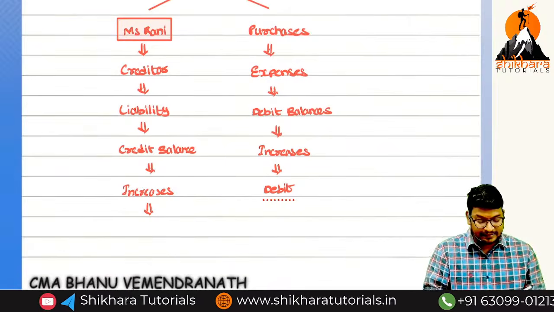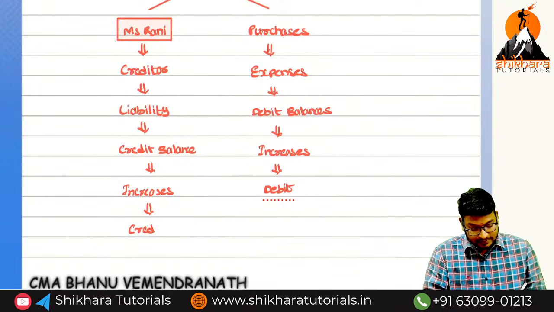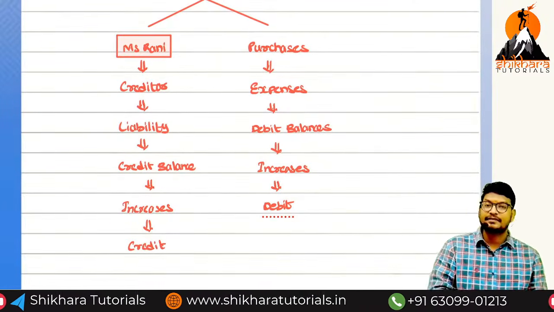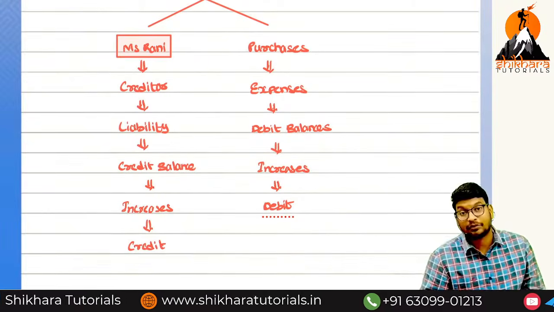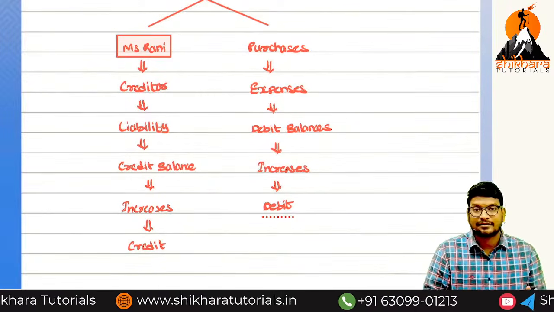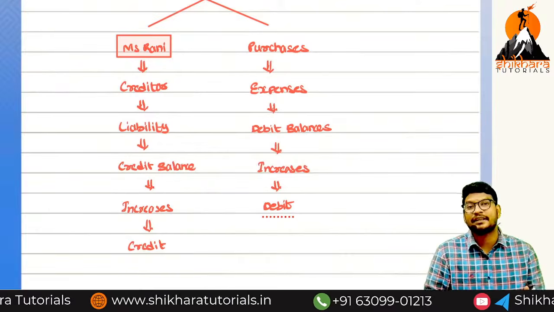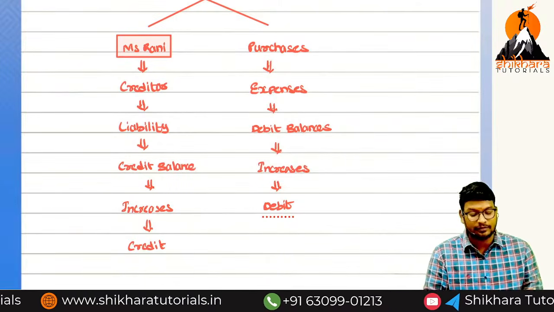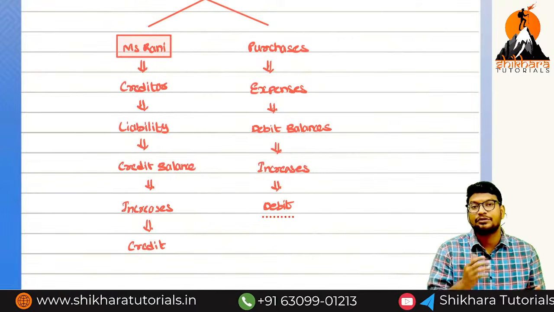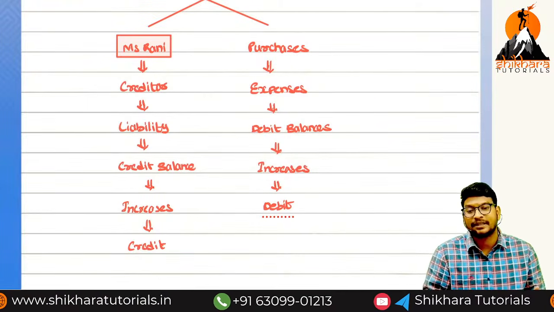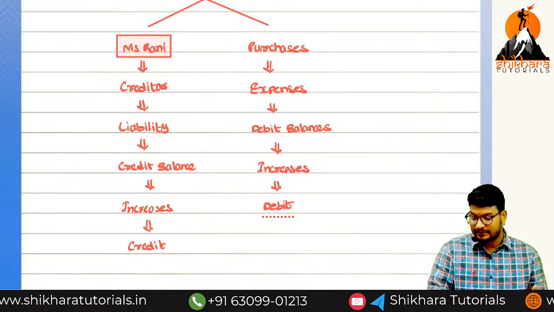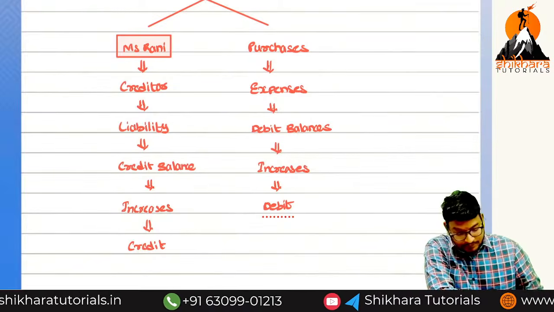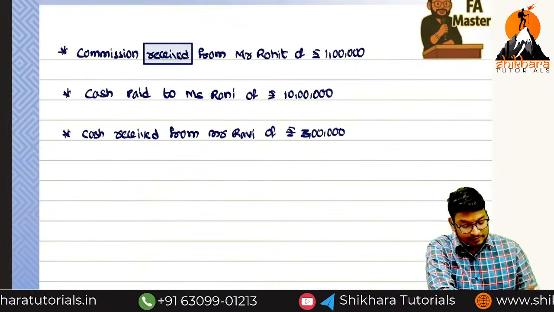Next, increases means what do we have to do? Credit. Can you say the entry? Purchase account debited to Miss Rani account. In general, if anyone asks you what the credit purchases entry is, the entry is called purchase account debited to creditor account. If a person name is given, we have to use the person name, otherwise just simply creditor. Okay guys. So next we have to see this one.